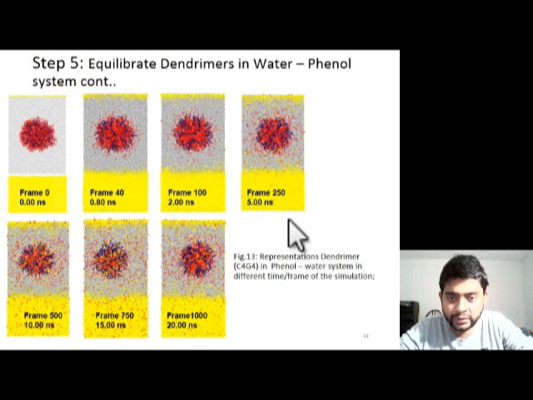This is what we observe. You can see here in red the initially captured drug molecules have come outside the dendrimer, and also outside drug molecules have been captured inside the dendrimer molecule.